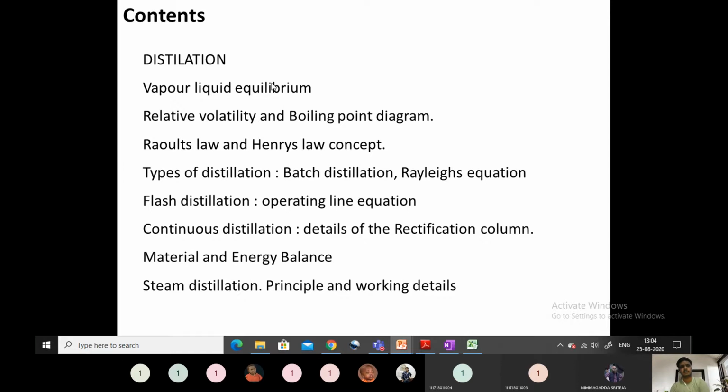A phase diagram is nothing but an example of vapor liquid equilibrium. You might have seen the phase diagram of pure water: one is the solid form, the liquid form, then the vapor form. The triple point will be there, at which all three forms will be in a combined state. That's the basic example for vapor liquid equilibrium, the phase diagram of pure water.